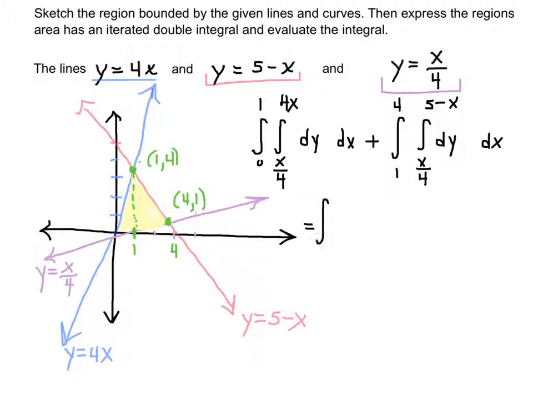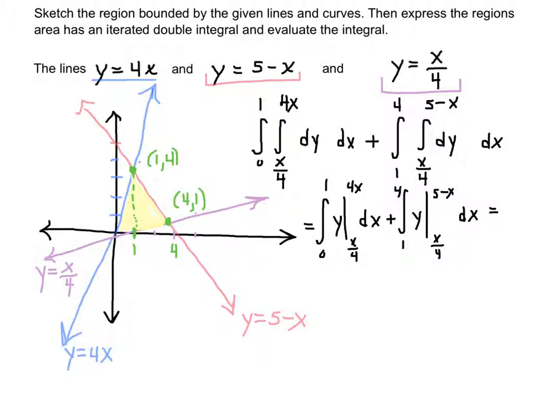So our first integral, x goes from 0 to 1, and then we're going to have y evaluated from x over 4 to 4x as our inner integral times dx, plus our second area, where our x values go from 1 to 4, times the antiderivative of dy, which is y evaluated from x over 4 to 5 minus x, and the variable of integration for the outer integral is x.